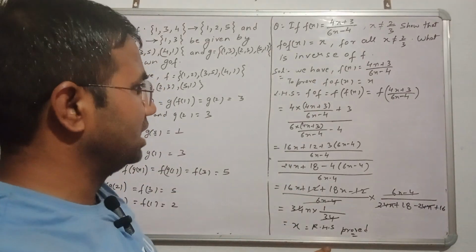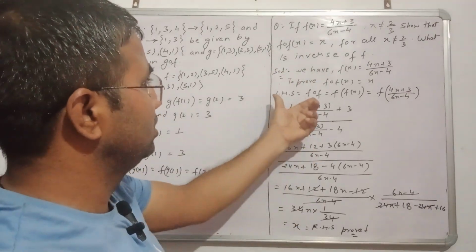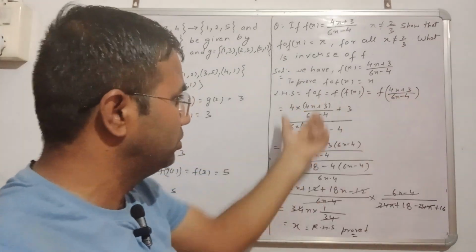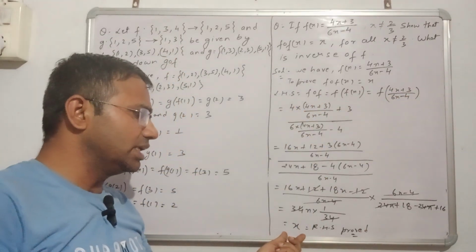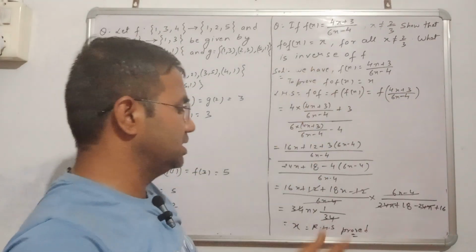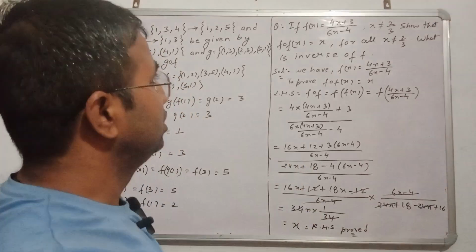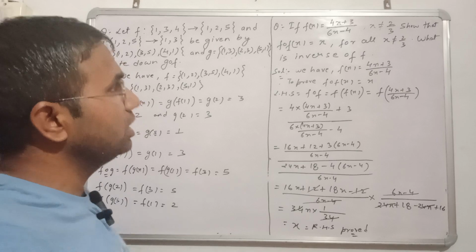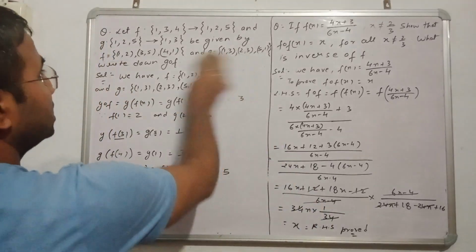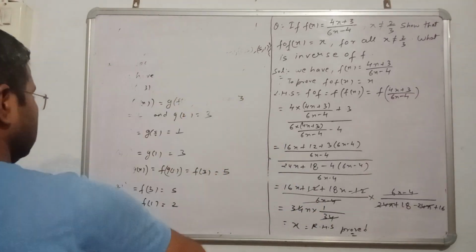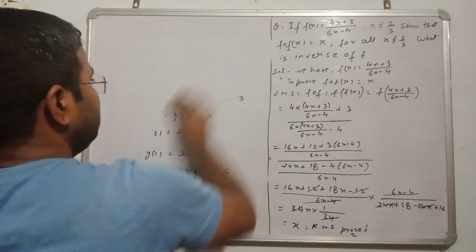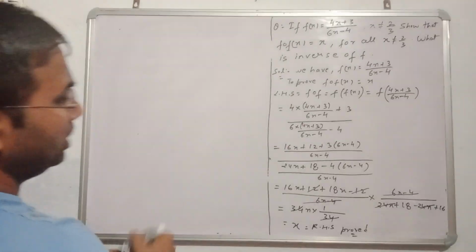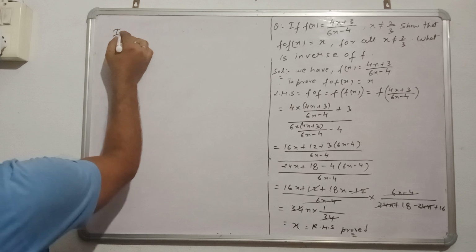So in this way you will calculate fof of x. In place of x you will put this value, and when you simplify you will get x. It means fof of x is coming x. So we have proved this. Now you have to find the inverse of f. So for the inverse of f, let us see here what will come. So you have to find the inverse of f.